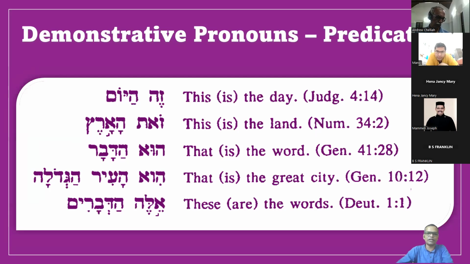Okay, you can notice here that the definite article of the noun is translated because it is a separate entity. It is not connected with the demonstrative pronoun. It is not qualifying it. So we are not saying it as "this day." This is the day. In that case, we use the definite article.